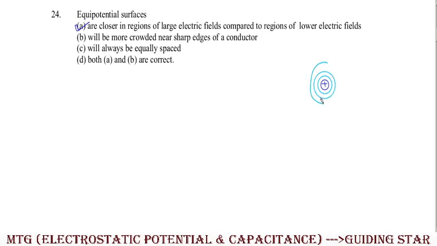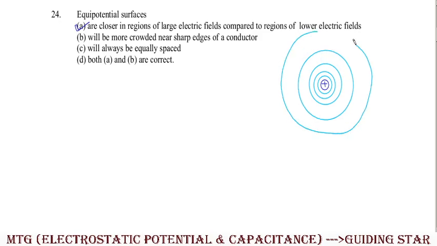Gradually the spacing between the equipotential surfaces will increase. That means near the given charge, or very close to the charge, the electric field strength is more. How can you say that the electric field strength is more? Because the density of field lines will be more.